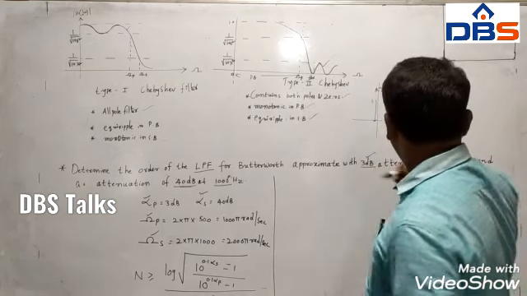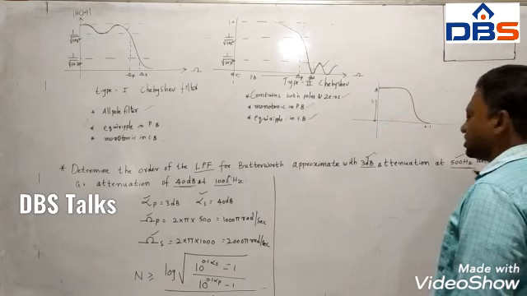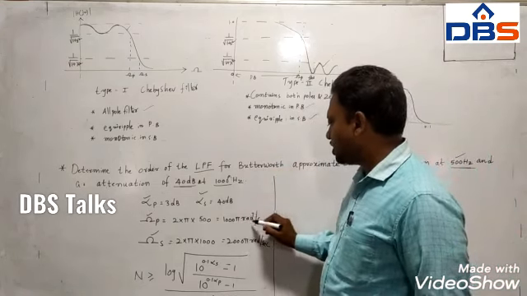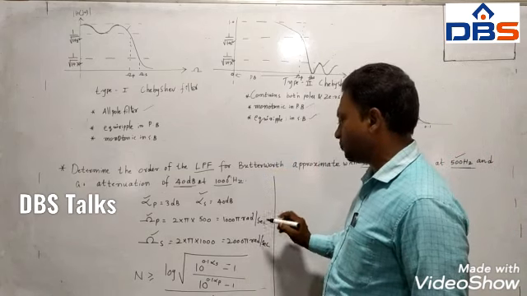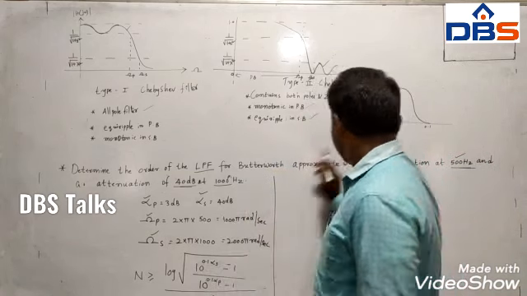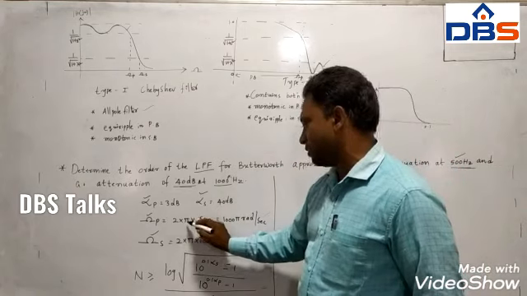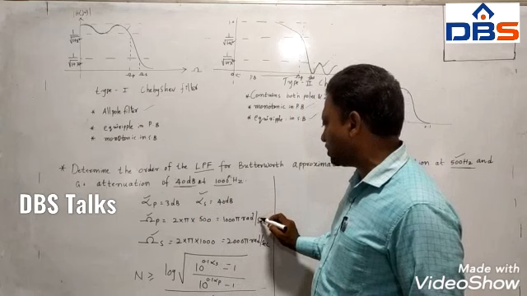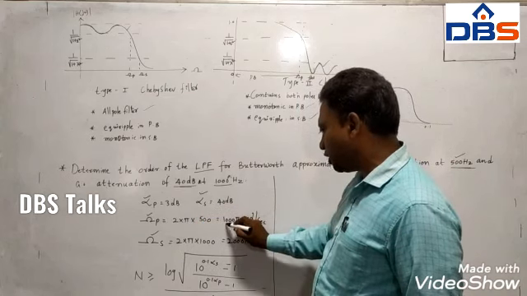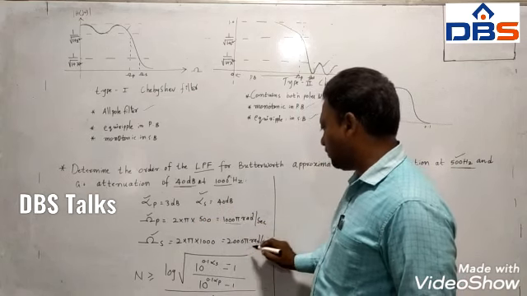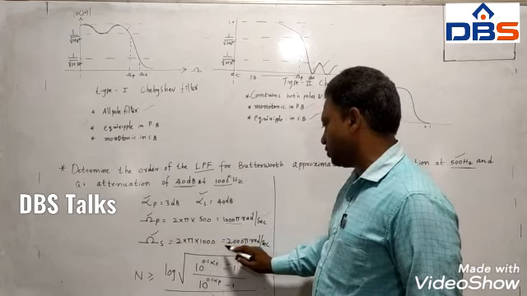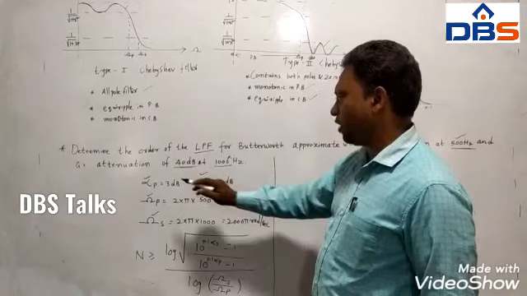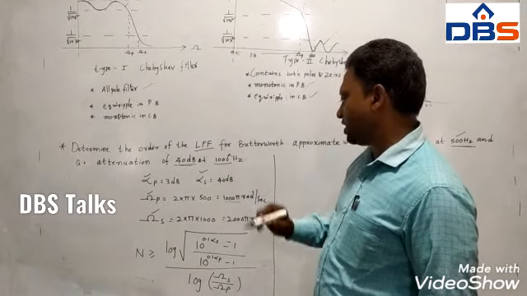Another point is that frequency is given in hertz. We have to convert that frequency into radians per second, that is radian frequency. That is why we multiply the given 500 Hz by 2 pi. So you will get 1000 pi radians per second as the pass band edge frequency, and the stop band edge frequency is 2 into 1000 pi, that is 2000 pi radians per second. And these values, alpha p and alpha s, are directly given.